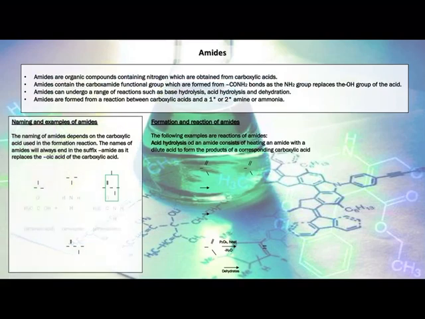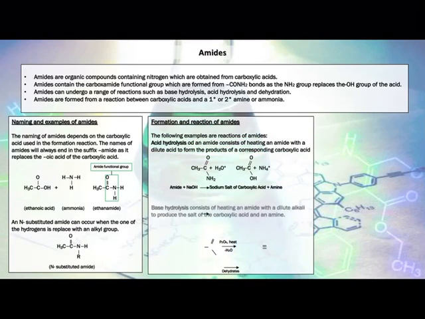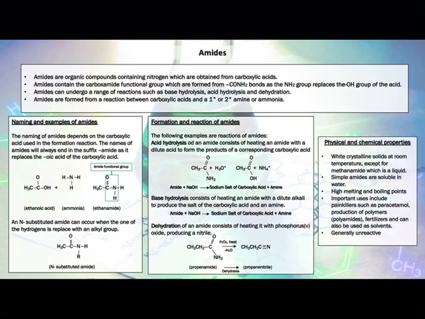Amides. So amides are organic compounds containing nitrogen again. They are obtained from carboxylic acids. They contain the carboxylamide functional group. So this is formed of CONH2 bonds, as the NH2 group replaces the OH group of the acid. So the naming of the amides depends on the carboxylic acid that's used in the formation reaction. So here we have an example of ethanoic acid plus ammonia, and that will become ethanamide.